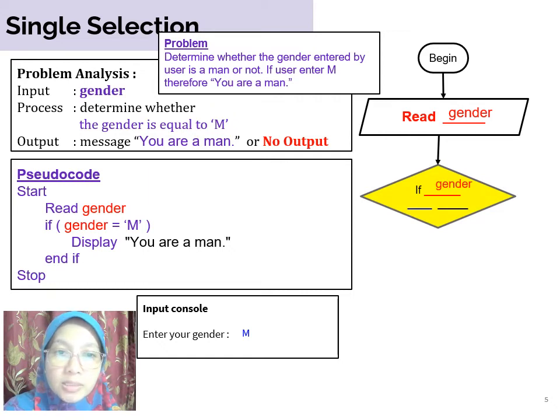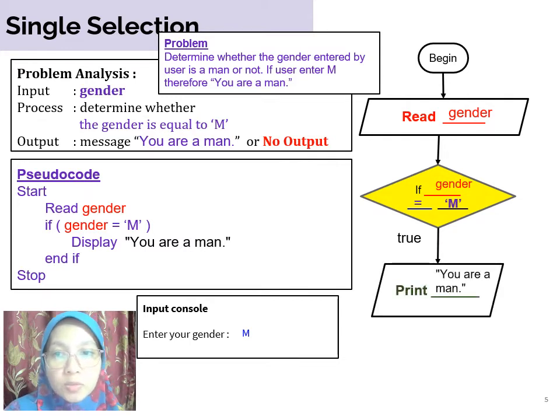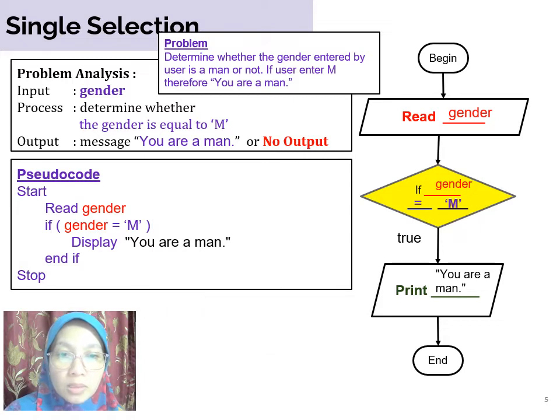If the gender entered is equal to M? Is it equal to M? If true, yes, for sure it's true. So print "You are a man." So you can see the output, "You are a man." Then stop.